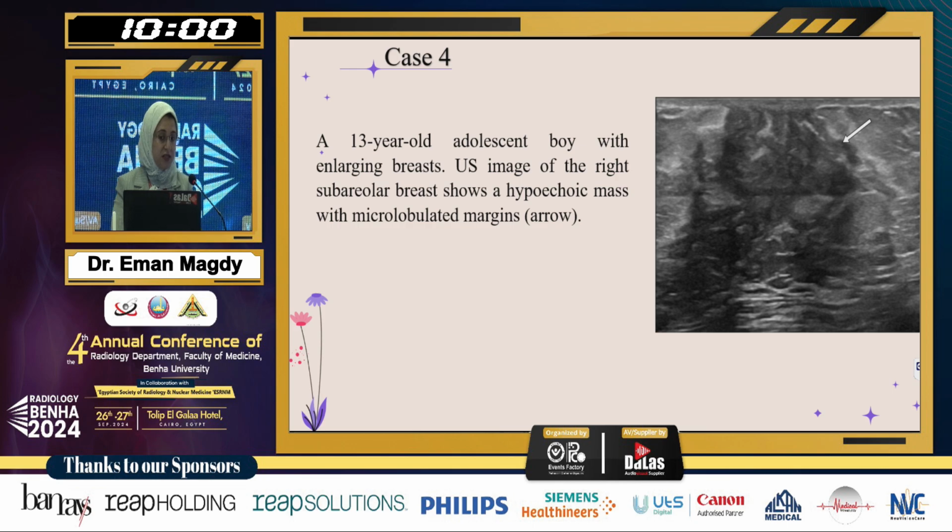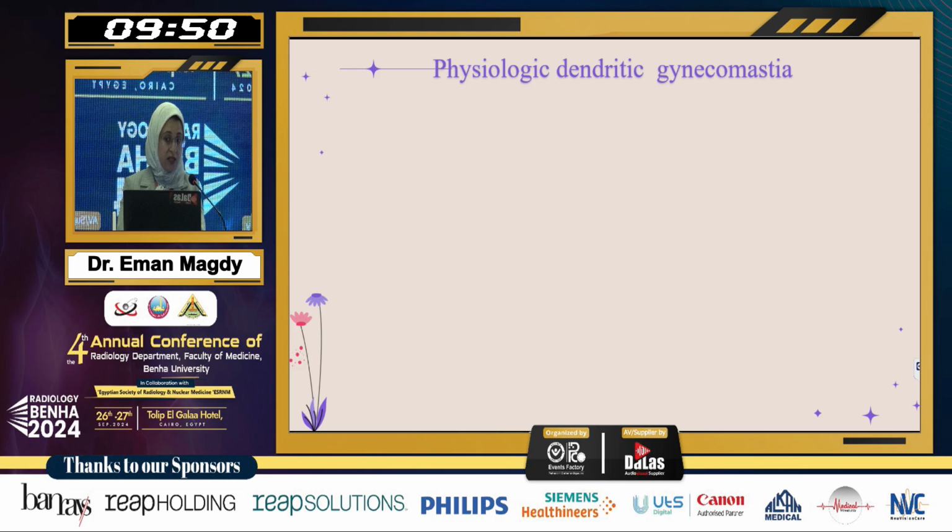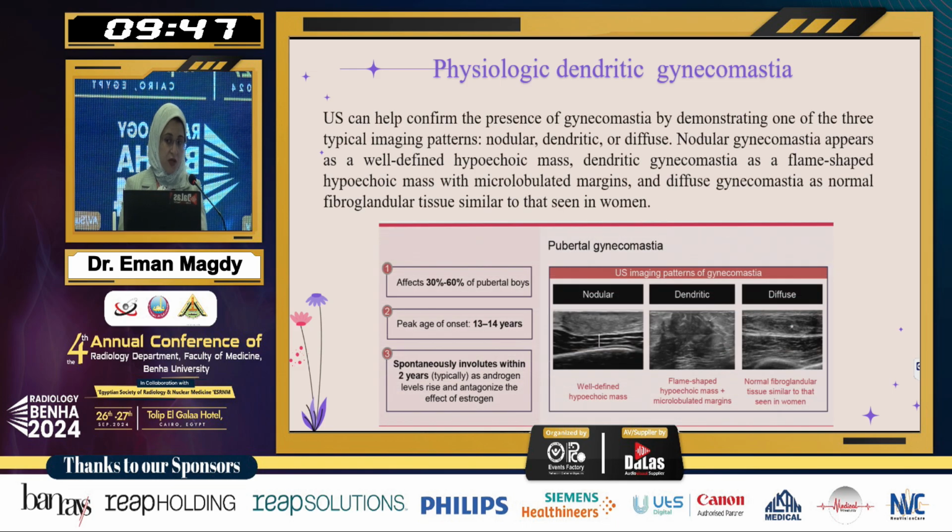Case 4. A 13-year-old adolescent boy with an enlarging breast. Ultrasound image of the right subareolar breast shows a hypoechoic mass with a microlobulated margin. We are dealing with physiologic dendritic gynecomastia. Ultrasound can help confirm the presence of gynecomastia by demonstrating one of the 3 typical imaging patterns: nodular, dendritic, or diffuse. Nodular gynecomastia appears as a well-defined hypoechoic mass. Dendritic gynecomastia appears as a flame-shaped hypoechoic mass with microlobulated margin. Diffuse gynecomastia appears as normal fibroglandular tissue similar to that seen in women.